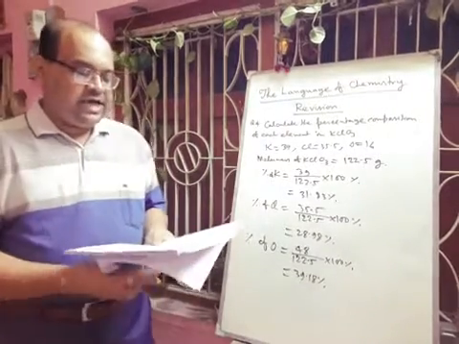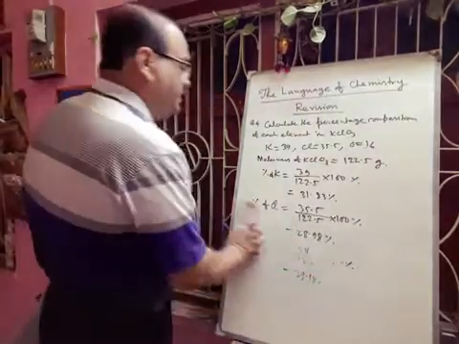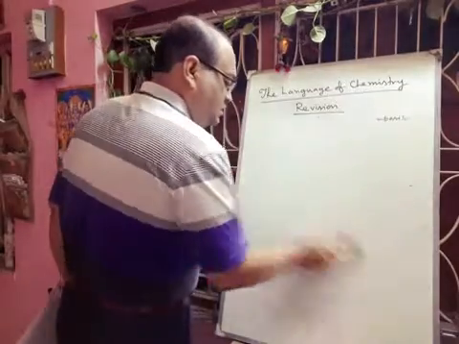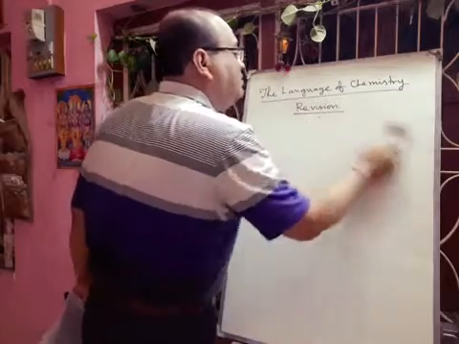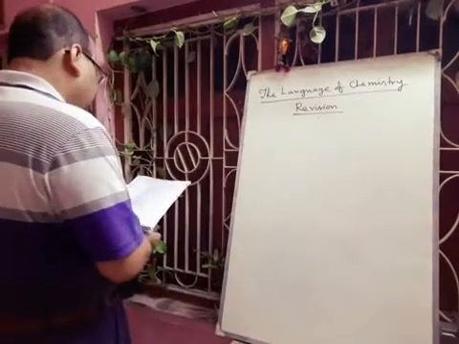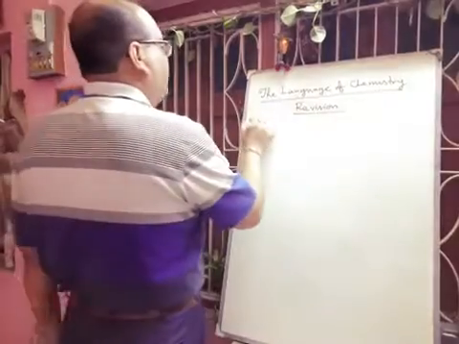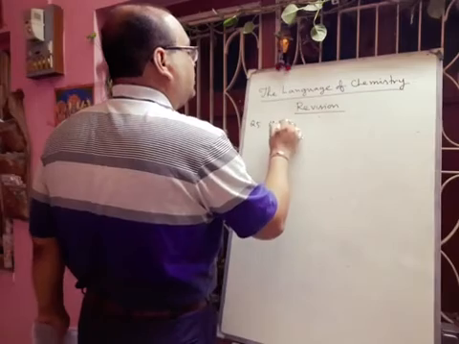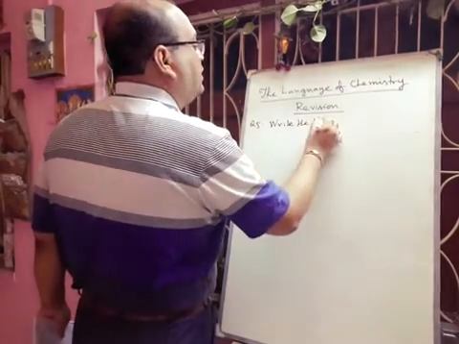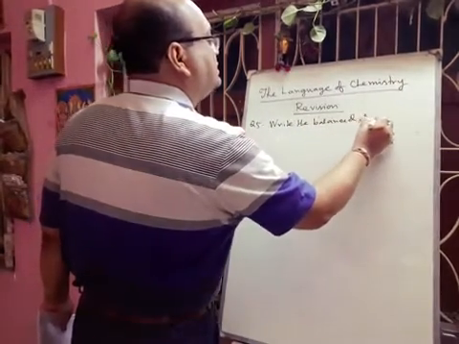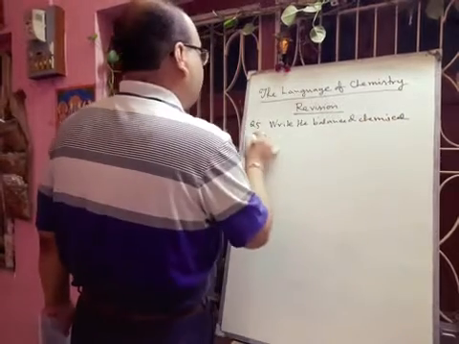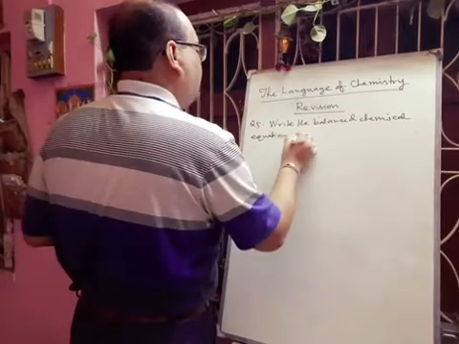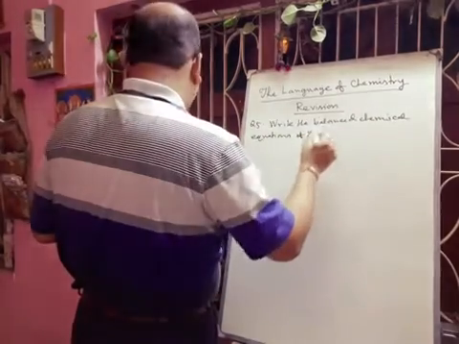Next question we will discuss is balancing of chemical equations. So what equation may be given? You have to write the balanced equation. Next, question number 5: write the balanced chemical equation of the following word equation.